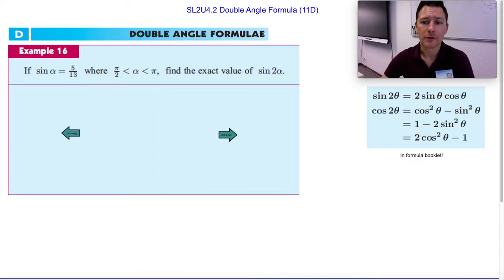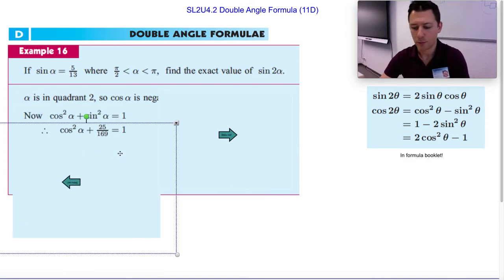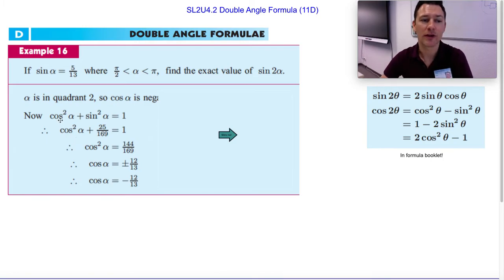This is another way to do it using the identities. You can first break this into, well, this is the textbook's way of saying cosine squared alpha plus sine squared alpha should equal 1. They put in sine squared of alpha, which is 5 squared over 13 squared, right? And they solve by subtracting, and they get 12/13. That's one way to do it.